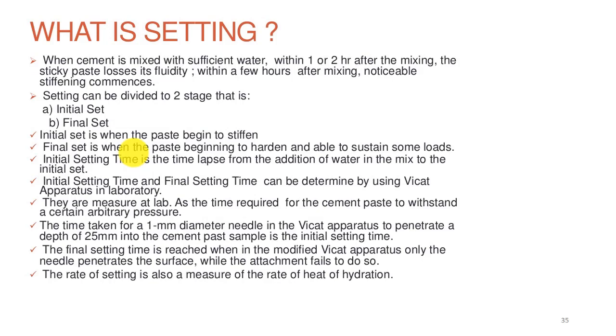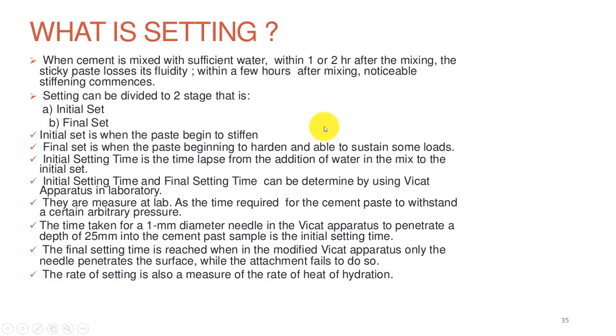So initial and final setting depends upon the degree of fineness of a material, and secondly the concentration of tricalcium aluminate present in it. If you have a higher amount of tricalcium aluminate, it would set very soon, and tetracalcium aluminate contributes toward the final set. For the setting of cement, we use the Vicat apparatus.